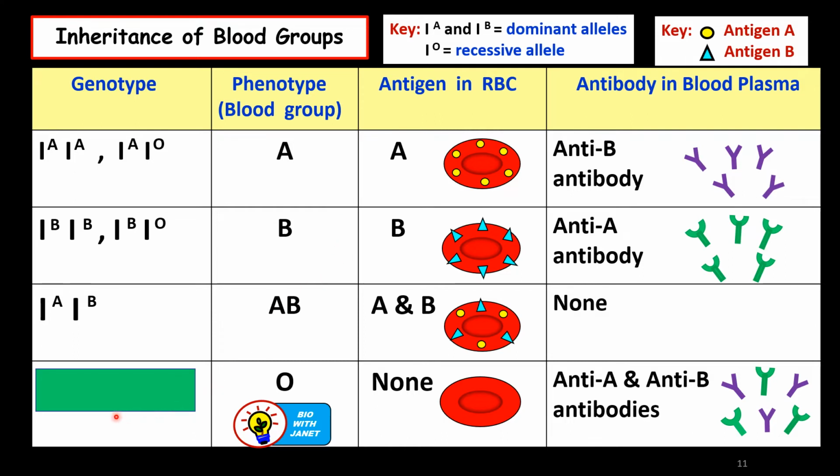Lastly, a person who has blood group O will have the pair of alleles IOIO. So in the absence of the dominant alleles IA and IB, this allele IO is able to express its trait, and so there is no production of antigen A or B on the red blood cells. Right.